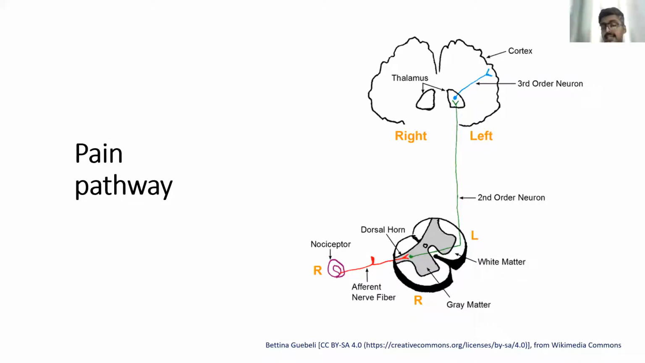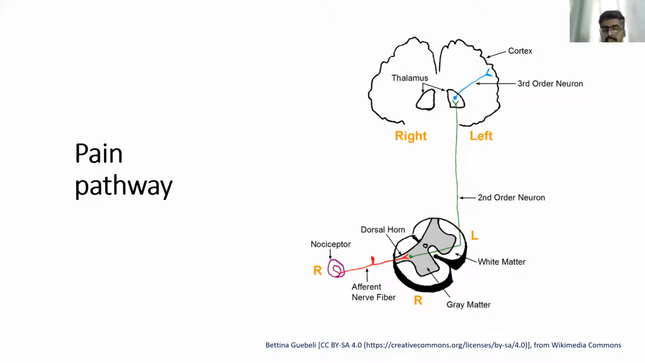From the cortex, descending inhibitory pathways come down and cause reduction in pain. This is a very simplified explanation of the pain pathway. I'm not going into the various receptors involved or the neurotransmitters involved. If you're interested, I'll share a document later which will explain. Basically, my point was, I'll come to that in the next slide. So this is just a basic pain pathway.